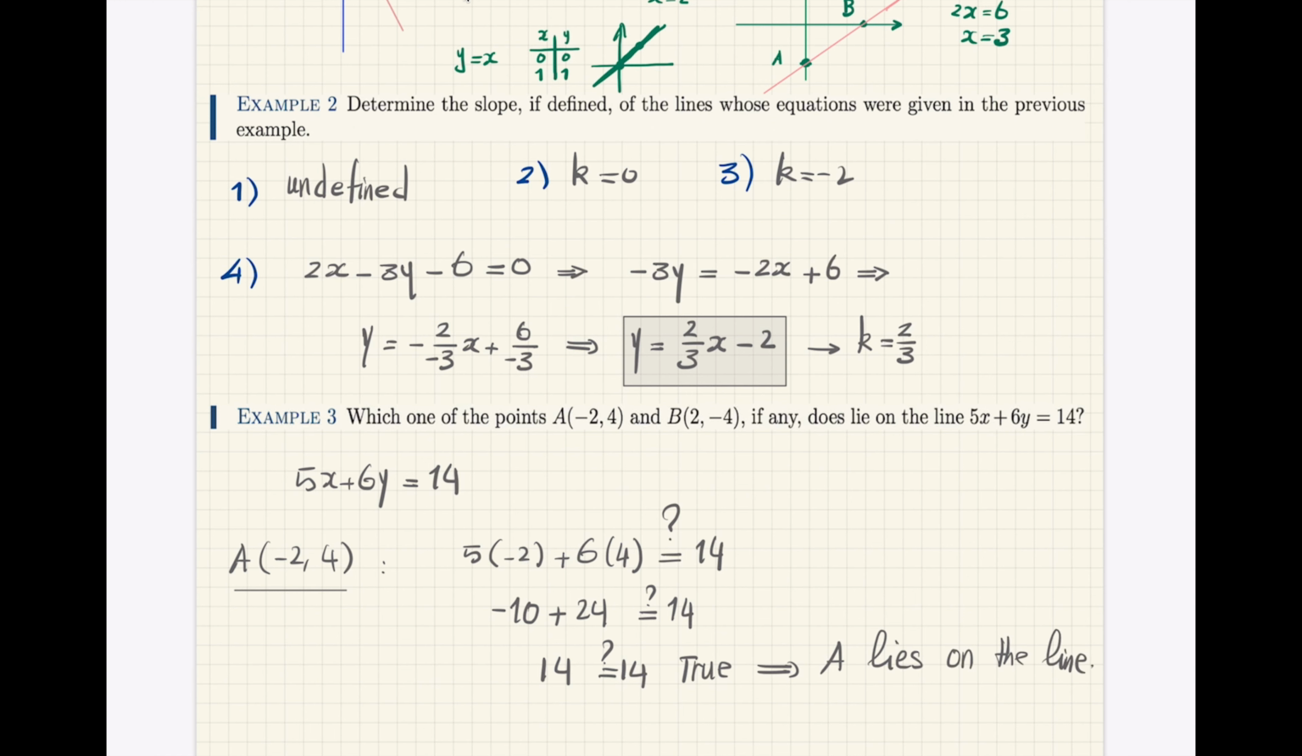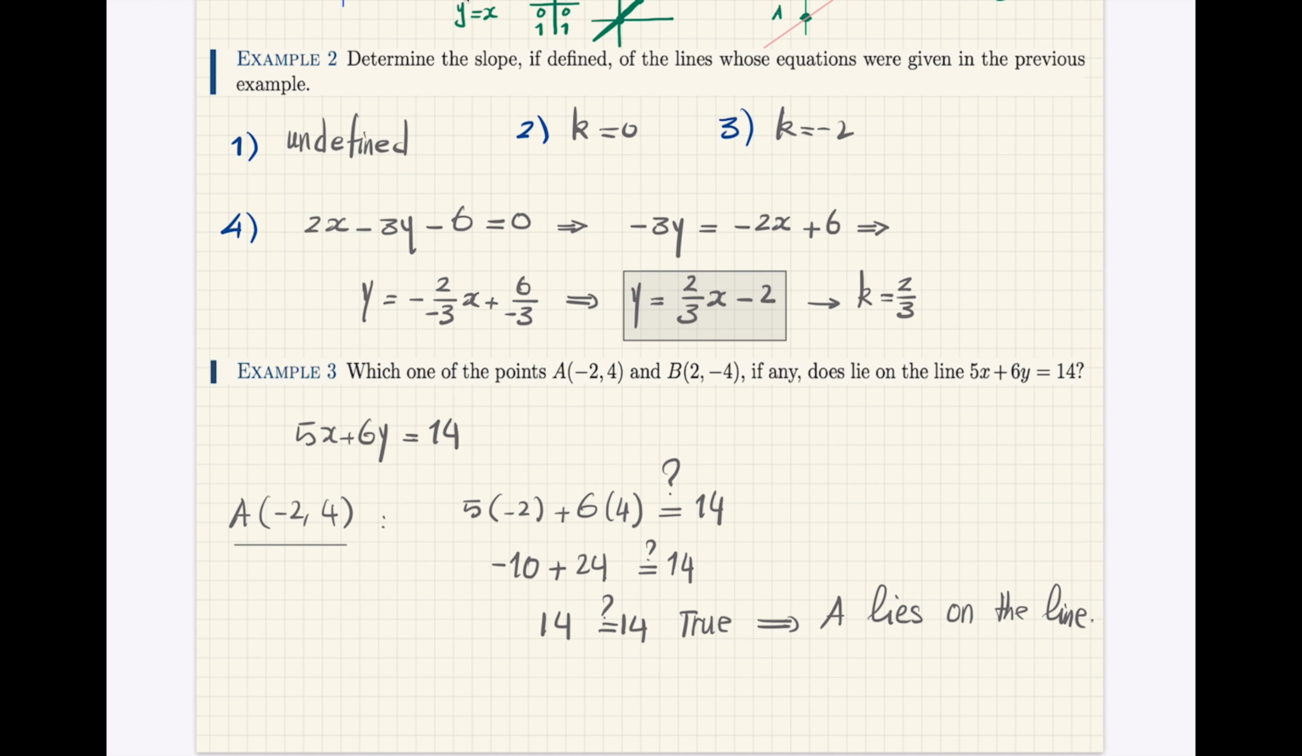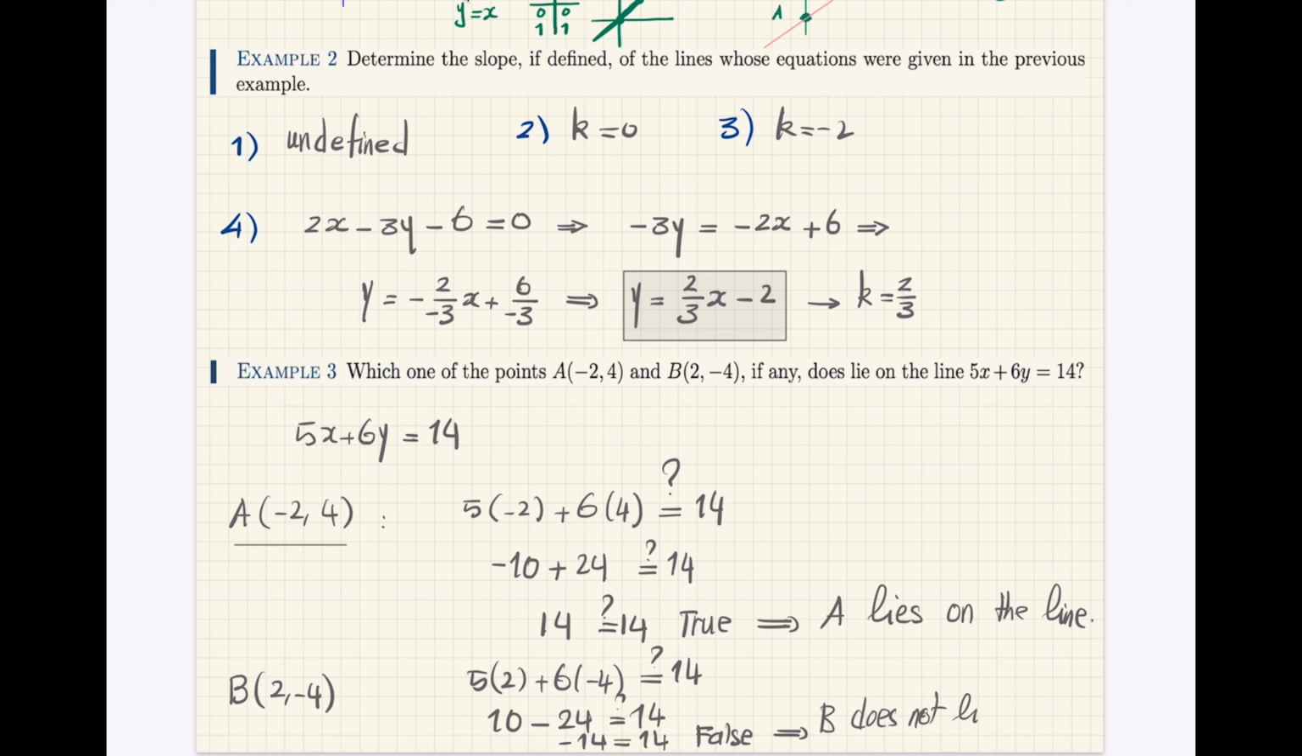Is that understandable? Yes. Okay, so let us check the other one, 2 and -4. I put 5 times 2 plus 6 times -4 and ask myself, is it equal to 14? 10 minus 24 is -14. It tells you that -14 is equal to 14, which of course is false. When it is false, it means that B does not lie on the line.